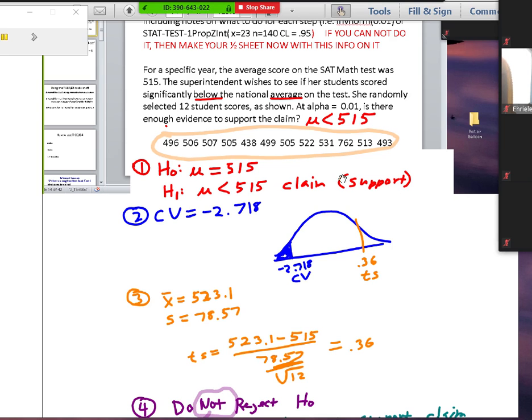So you guys should put in parentheses support here so you can pull that in for Step 5. And again, if your claim is H0, you need to write claim up here, and you need to write reject. But since H1 is my claim, I'm going to write claim here, and I'm going to write support next to it because H1 is my claim.